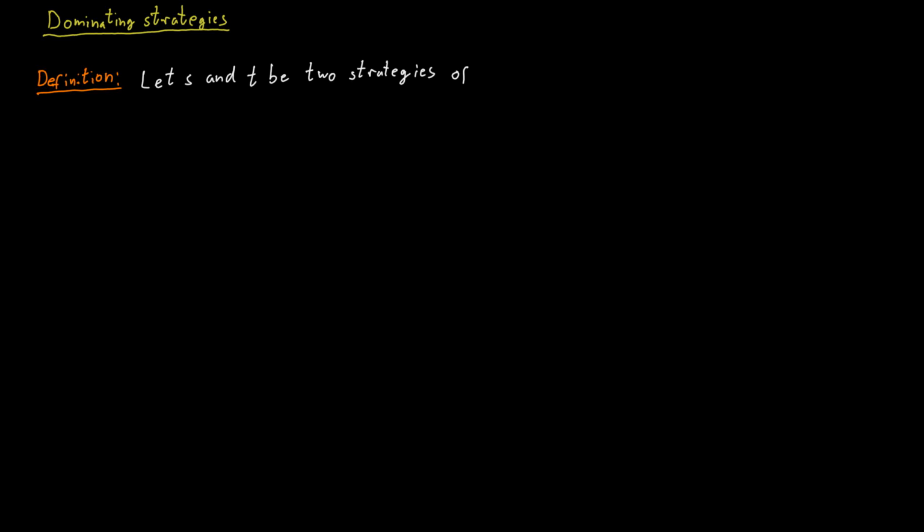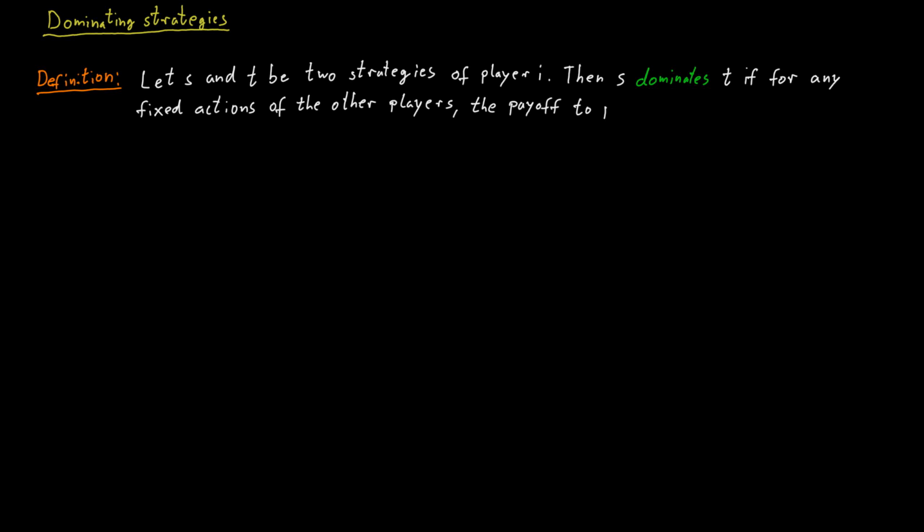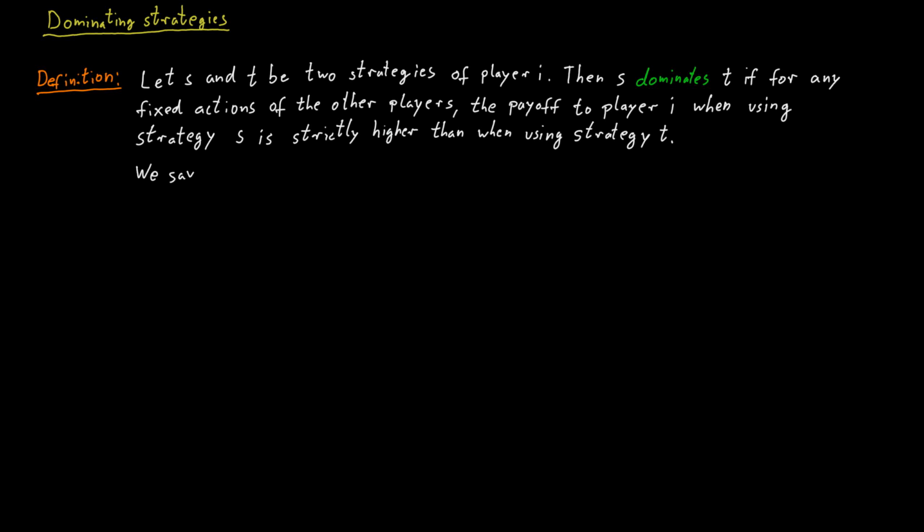In order to reason about the prisoner's dilemma, it is useful to introduce the concept of dominating strategies. Let S and T be two strategies of some player I. Then we say that S dominates strategy T if for any fixed actions of all the other players in the game, the payoff that player I receives when using strategy S is always strictly higher than when player I is using strategy T. We also say that strategy T is dominated by strategy S.